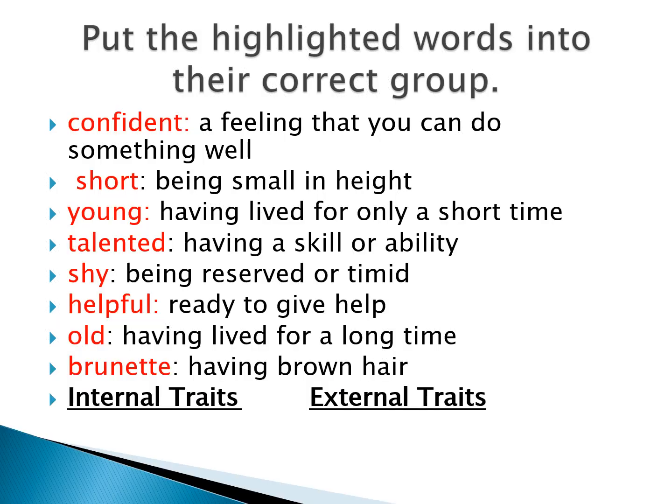Now that you have grasped some words that we can use when comparing and contrasting characters, look at these words written in red. Their meanings are written beside them. Now place the words under their correct group. Which ones would be internal traits and which ones would be external traits?